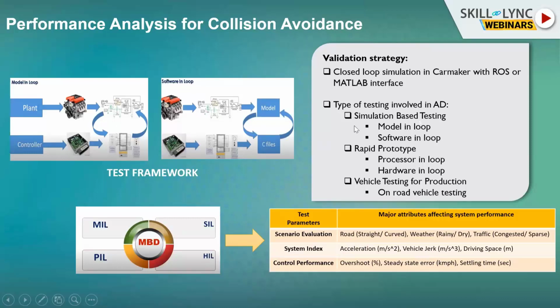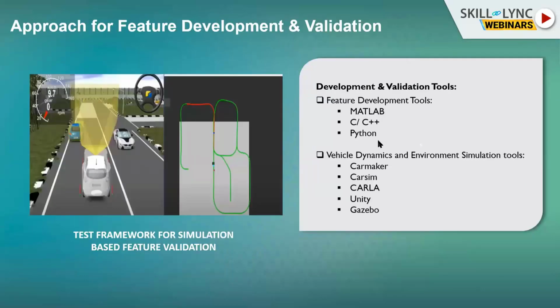Once all this simulation-based testing is done, the real testing on the vehicle body is performed at the production level, when on-road vehicle testing happens. Inside the vehicle, it is observed and tested whether the vehicle is working with the feature or not.